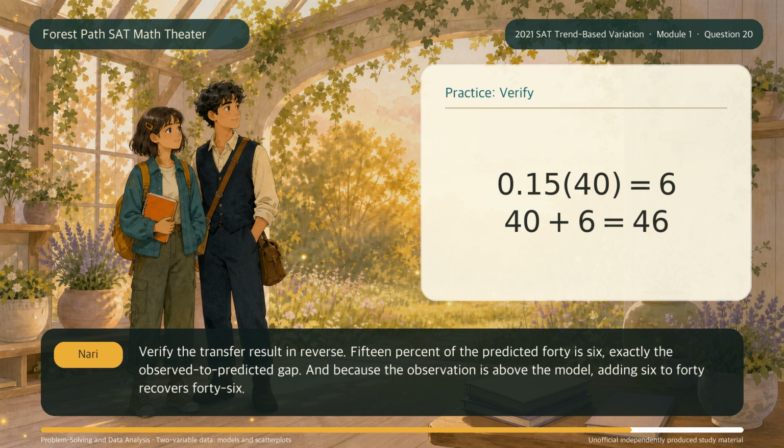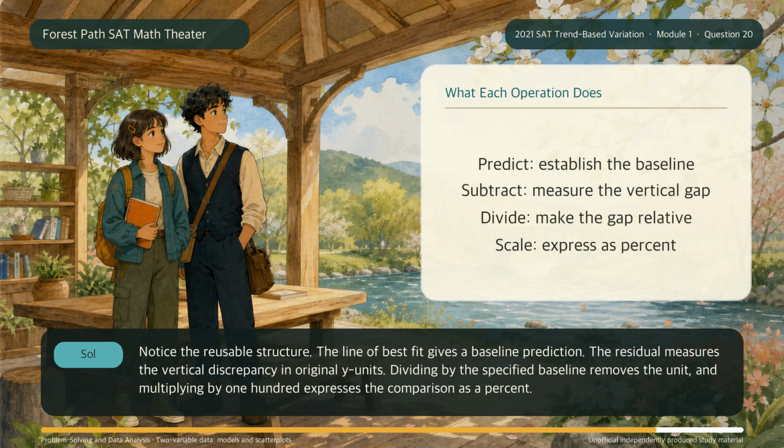Verify the transfer result in reverse. 15% of the predicted 40 is 6, exactly the observed to predicted gap. And because the observation is above the model, adding 6 to 40 recovers 46. Notice the reusable structure. The line of best fit gives a baseline prediction. The residual measures the vertical discrepancy in original y units. Dividing by the specified baseline removes the unit, and multiplying by 100 expresses the comparison as a percent.